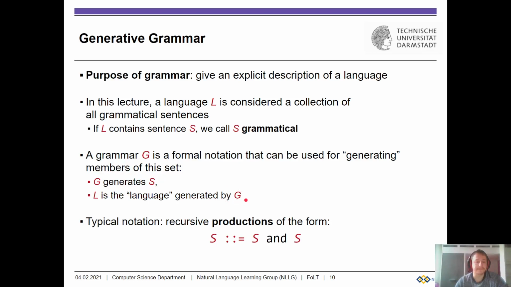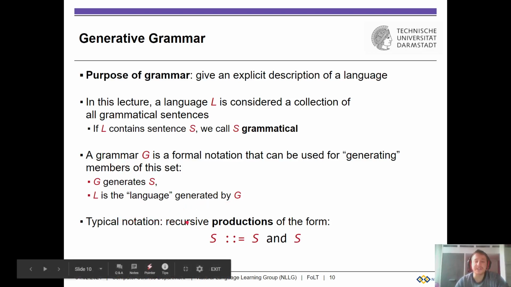And a typical notation is that we have recursive productions in generative grammars of the form we've seen previously, such as a sentence can be induced by taking a sentence and another sentence, some more elementary sentences, that we then combine using the word and, or, although, if, however, etc. So this is a typical formal notation that would occur in one element of a generative grammar G.